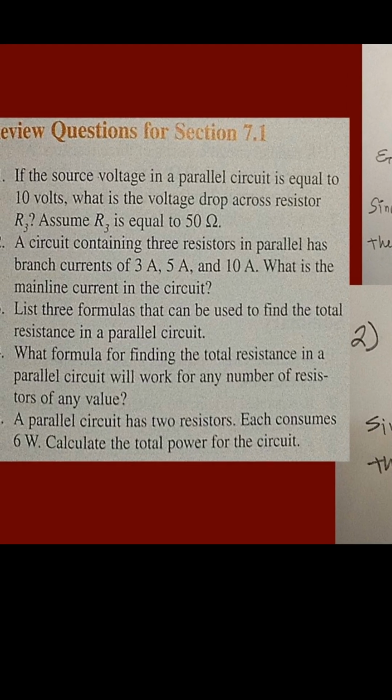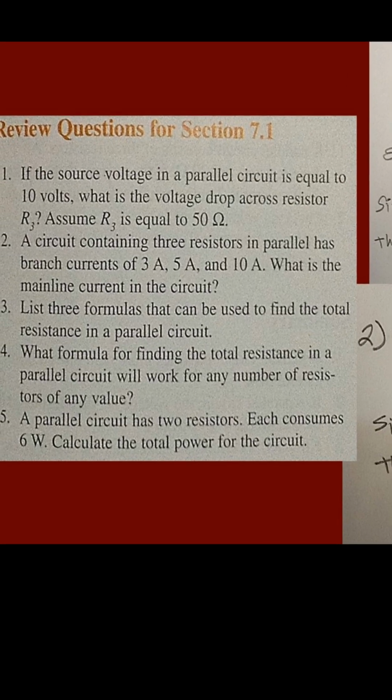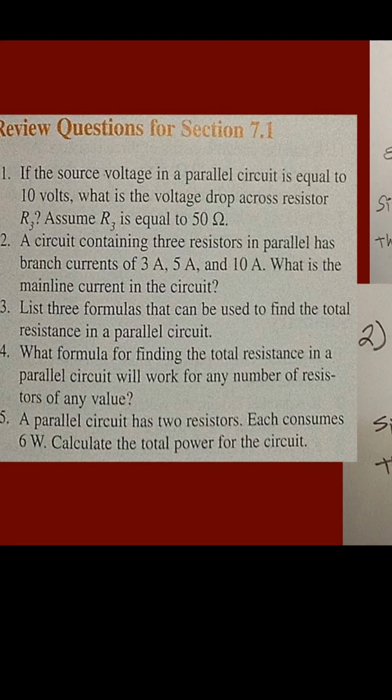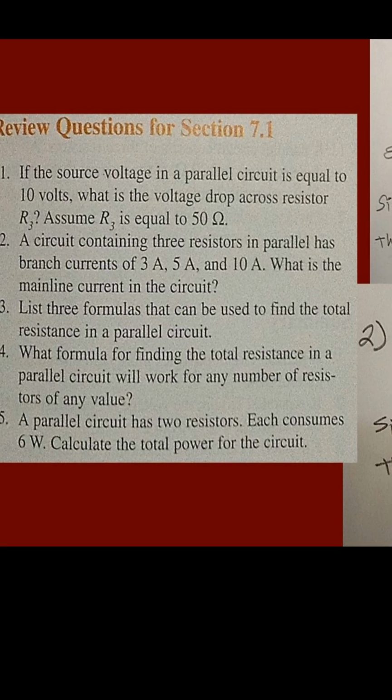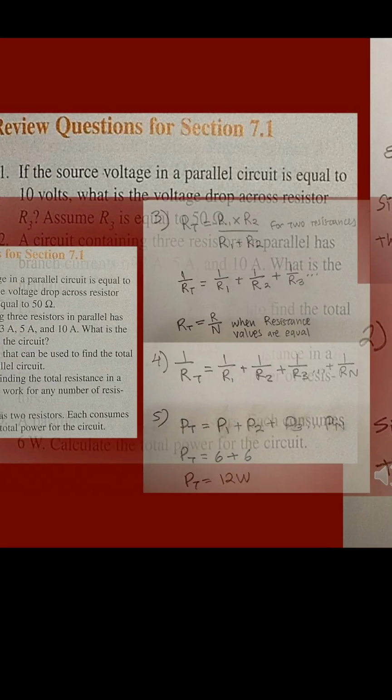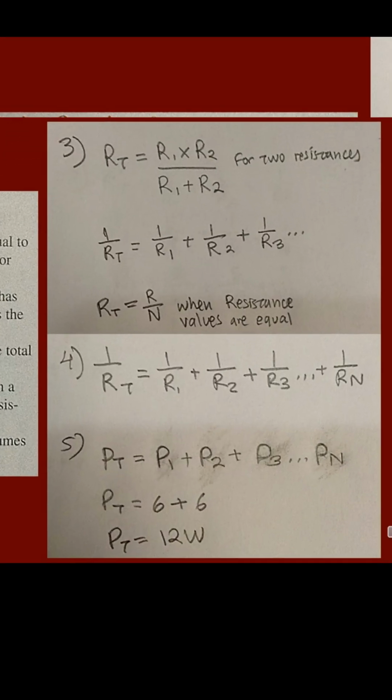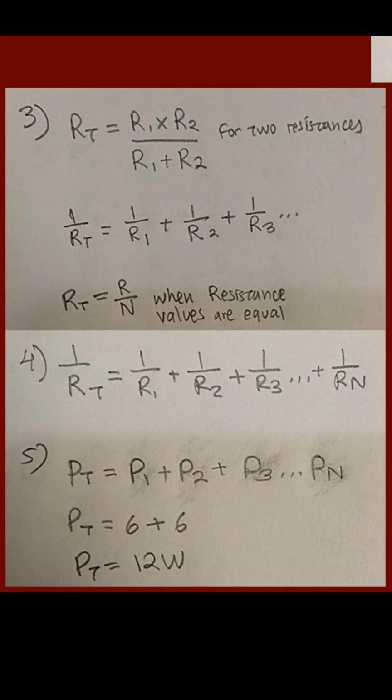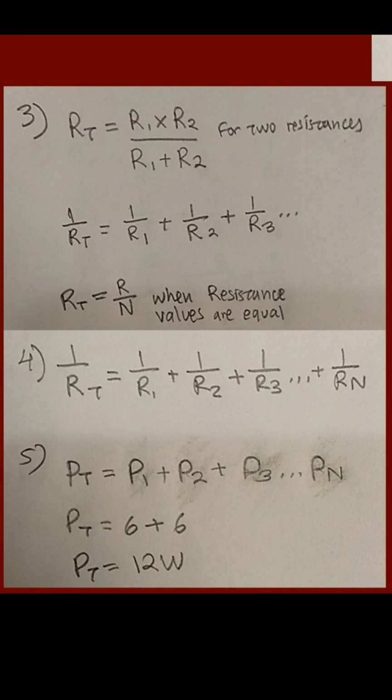Question 3. List 3 formulas that can be used to find the resistance in a parallel circuit. The formulas are shown on the screen. Number 3 on the right side, where resistance total equals resistance 1 times resistance 2 divided by resistance 1 plus resistance 2, which is the product over the sum formula. This is for 2 resistances only.